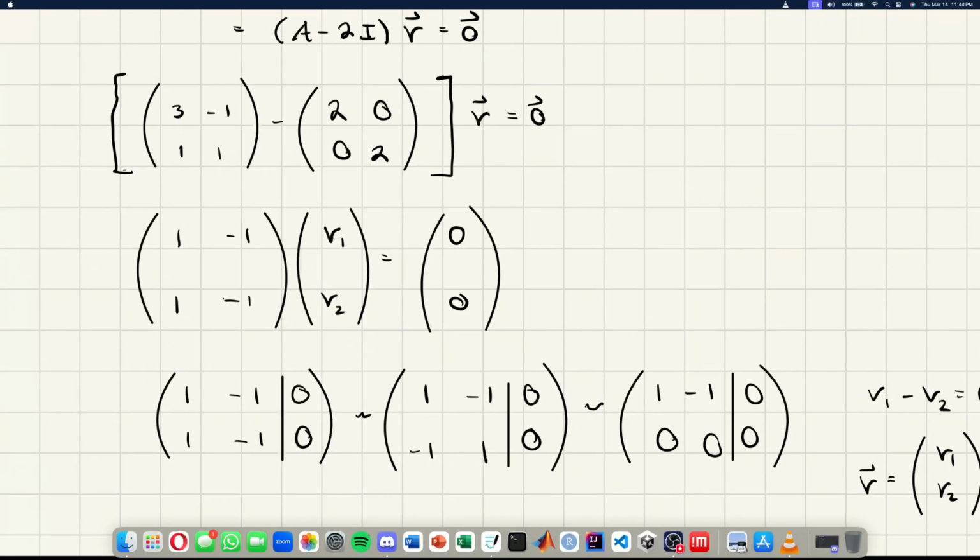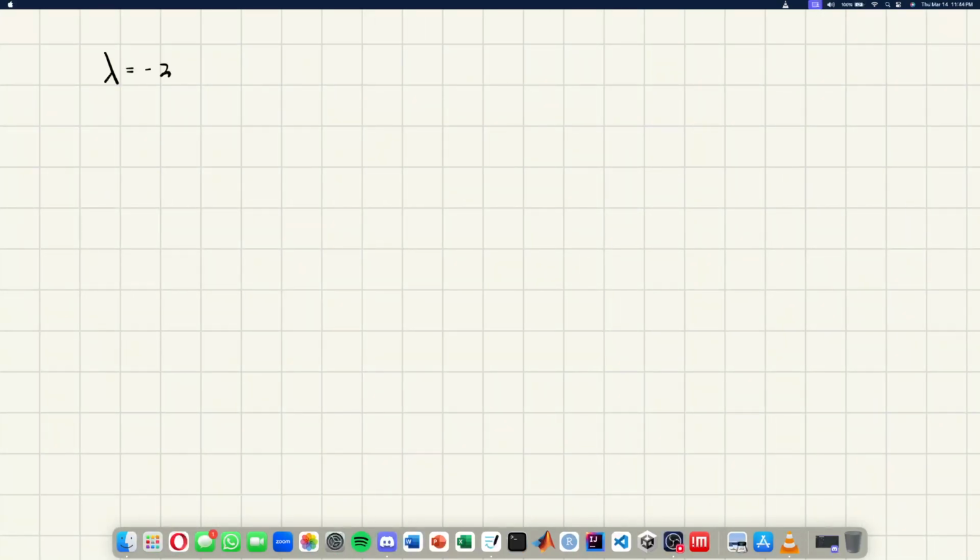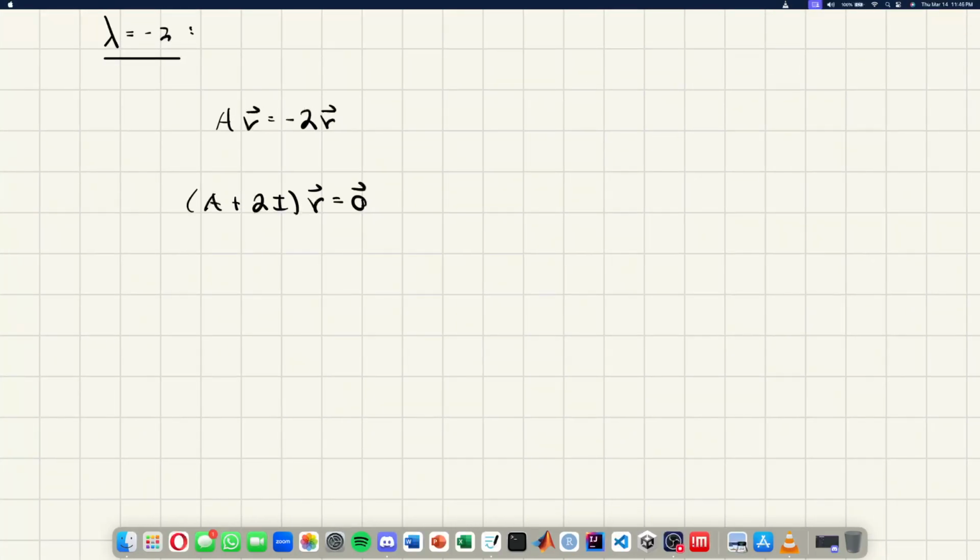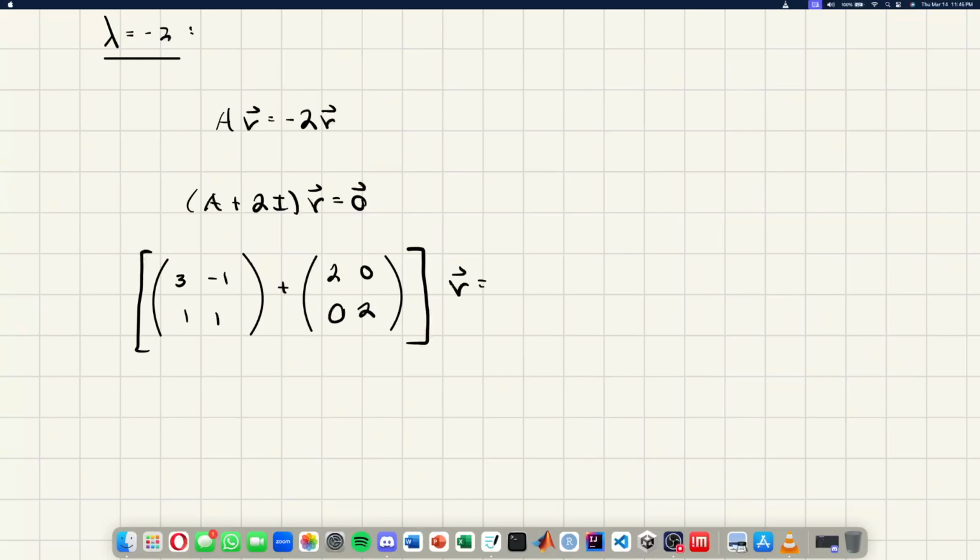So let's quickly cover lambda equals -2, which is going to be the exact same thing, but with -2. I'll do that very quickly. So lambda equals -2. We have Av equals -2v, so we have A plus 2I times v equal to the 0 vector. We have our original matrix 3, -1, 1, 1, plus 2, 0, 0, 2, times v equal to the 0 vector.